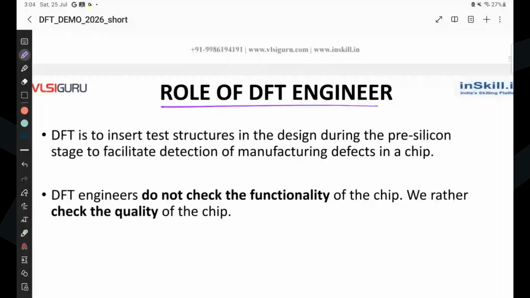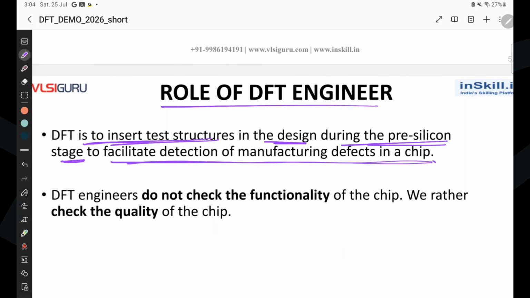Okay, so now let's go ahead. What is the role of a DFT engineer, as we discussed in the previous slide? DFT is to insert test structures in the design during the pre-silicon stage to facilitate detection of manufacturing defects in the chip. Now, DFT engineers do not check the functionality of the chip.